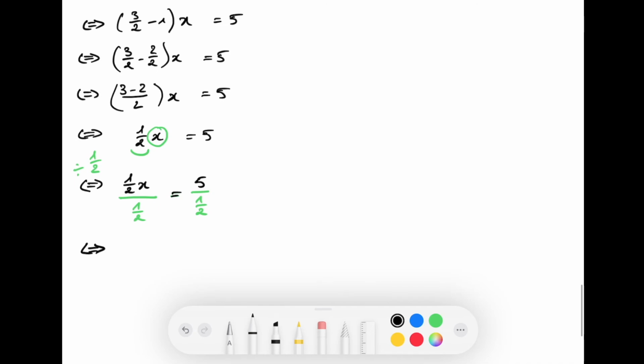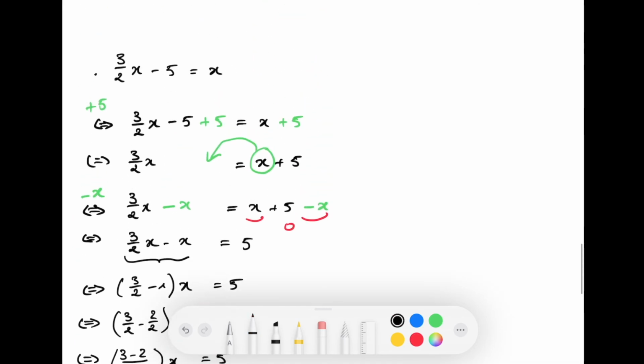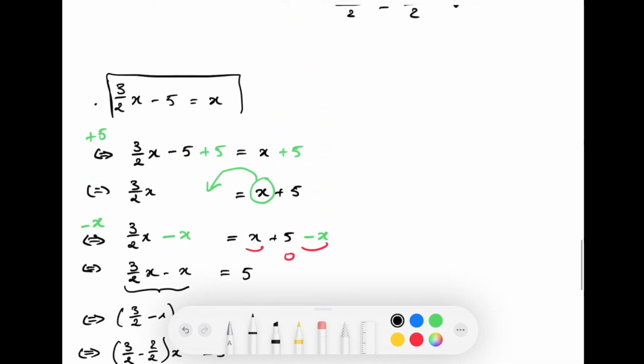And if we rewrite this, this 1/2 and this 1/2 cancel out. So we just get x is equal to 5 divided by 1/2, which is 5 times 2, because this 2 is in the denominator of the denominator, so it becomes the numerator. So we simply get that x is equal to 10. And there we have our final answer of this, on first sight, difficult problem.